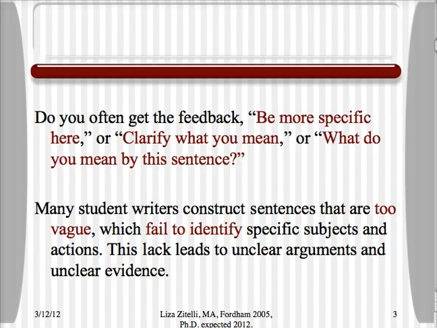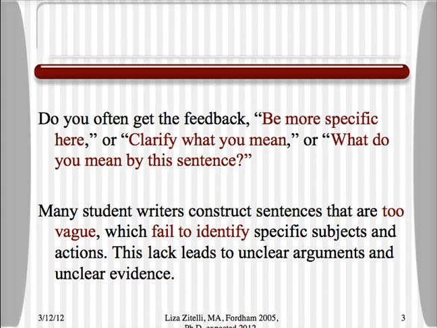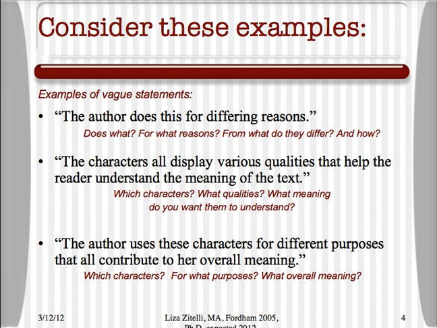Do you often get the feedback, "be more specific here," or "clarify what you mean?" Or, "what do you mean by this sentence?" Many writers construct sentences that are too vague, which fail to identify specific subjects and actions. This lack leads to unclear arguments and unclear evidence. Consider these examples. "The author does this for differing reasons."